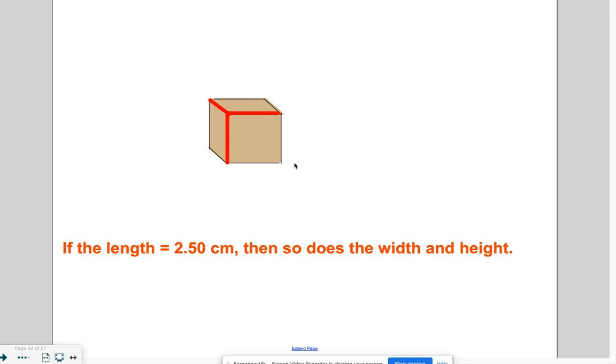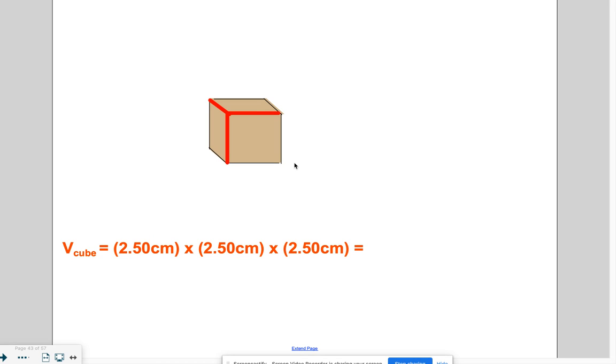Okay, here's the beautiful thing about cubes. If you know the length, then you know the width, and you know the height, because they're all the same. And some of you communicated that to me the other day, so I feel confident that that's not any mind-blowing thought for you guys. All right, so that means we don't have to measure anything else. We already have those other 2 dimensions. So now we can use that formula and multiply 2.50 centimeters times 2.50 centimeters times 2.50 centimeters. And we find that we get a value in our calculator that says 15.625 cubic centimeters.